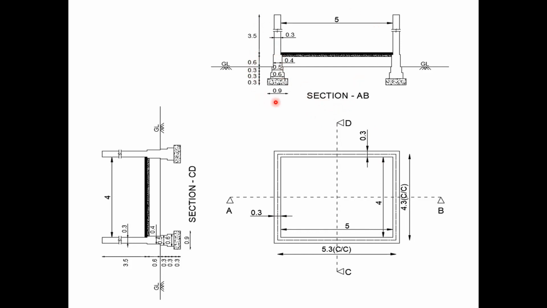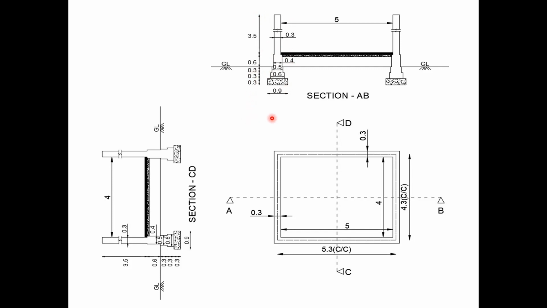Here, as we can see, the PCC is provided for a thickness of 0.3 meter and width of 0.9, and the first course of foundation, let us assume everything is in BBM, burnt brick masonry. It's not in SSM. So the width of the first footing is 0.6 meter and the depth is 0.3 meters. The width of the second footing is 0.5 meter and depth is 0.3 meters. The plinth here is width of 0.4 meter with a depth of 0.6 meters. The thickness of the wall is 0.3 meters to a height of 3.5 meters.